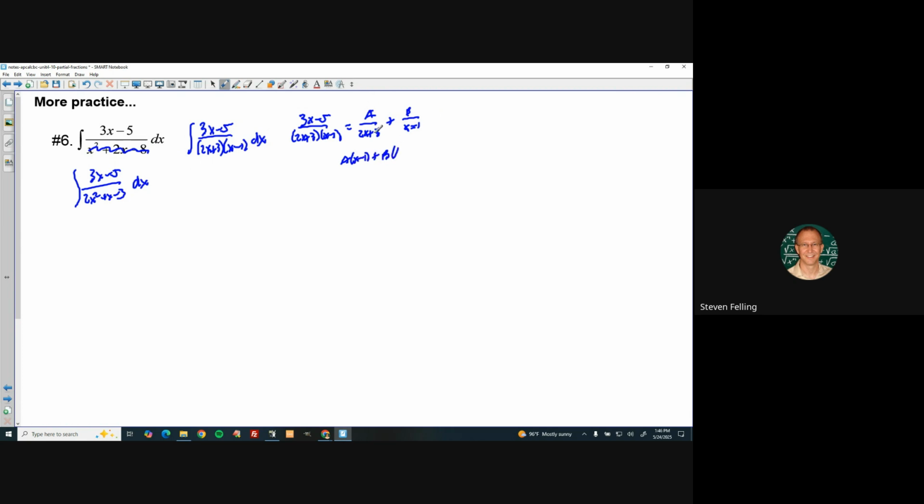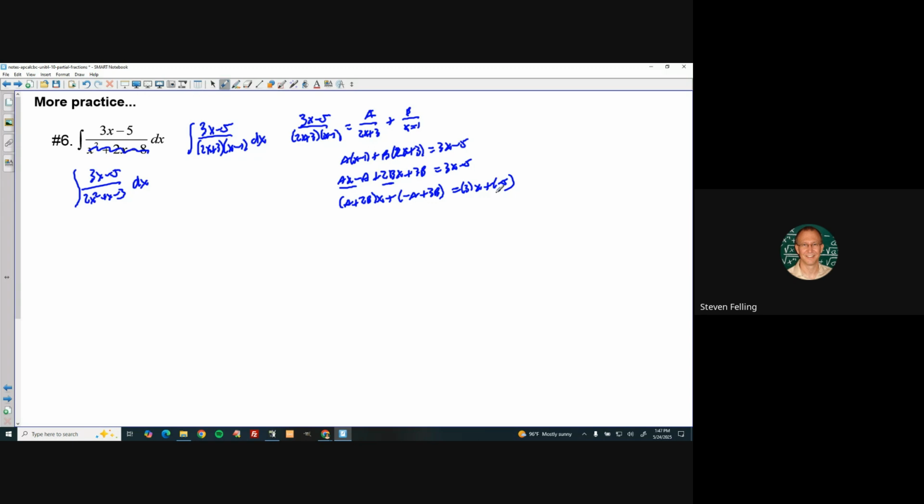The b is going to be multiplied by the other denominator, 2x plus 3, and that equals 3x minus 5. So if I multiply this out, I get ax minus a plus 2bx plus 3b equals 3x minus 5. And then gathering the x terms together, we have a plus 2b x's, and then a constant which is negative a plus 3b, and that equals 3x's plus a constant of negative 5.